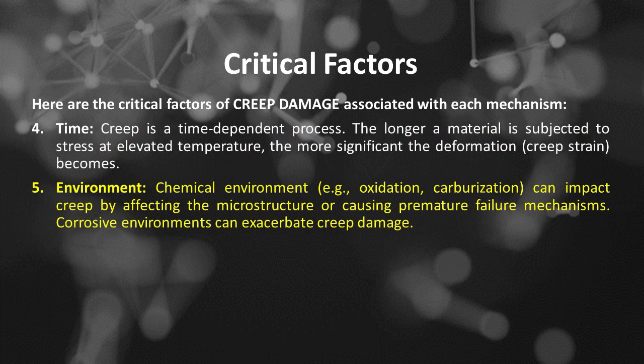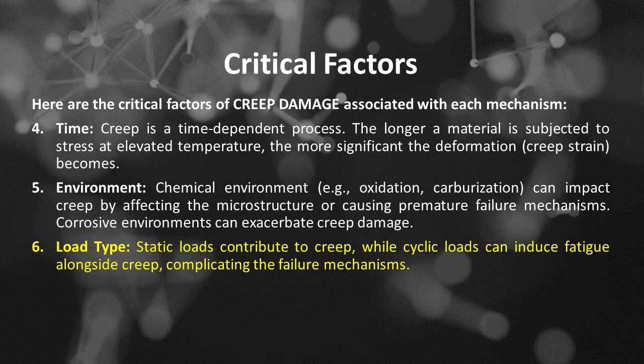Number 5 is environment. Chemical environment, such as oxidation and carburization, can impact creep by affecting the microstructure or causing premature failure mechanisms. Corrosive environments can exacerbate creep damage. Number 6 is load type. Static loads contribute to creep, while cyclic loads can induce fatigue alongside creep, complicating the failure mechanisms.